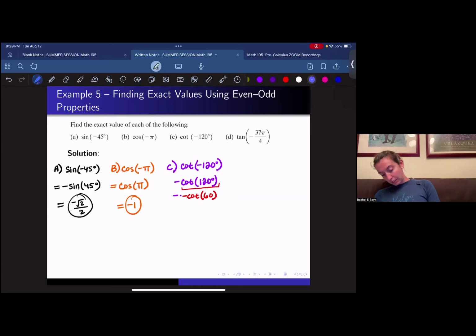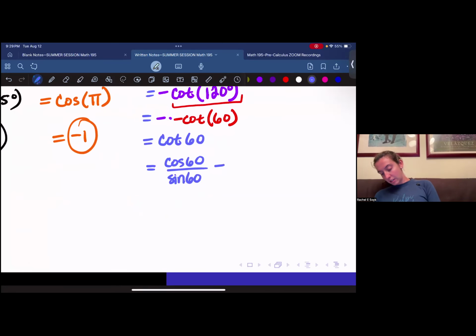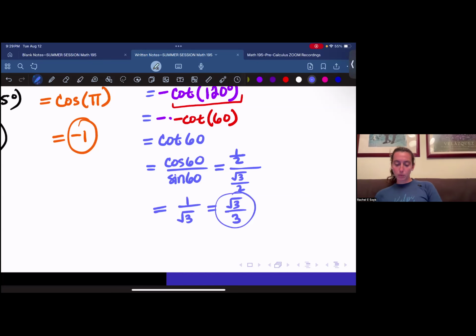So essentially, we're really looking at positive cotangent of 60 degrees, which is the same as cosine of 60 divided by sine of 60. Cosine of 60 is 1/2. Sine of 60 is square root of 3 over 2. So divide the two, utilize keep, change, flip, and we get 1 over square root of 3. Rationalize, and we get square root of 3 over 3. We're done.